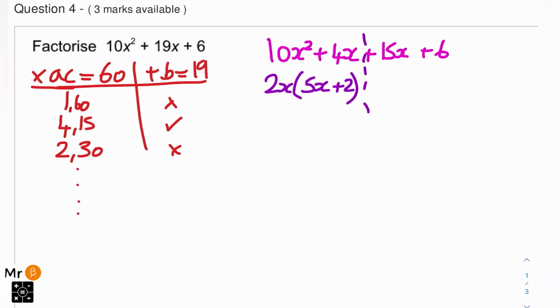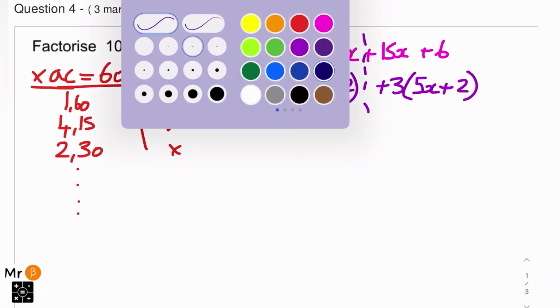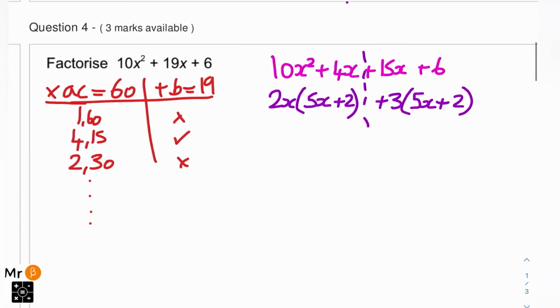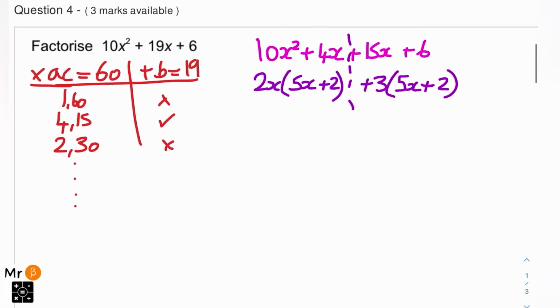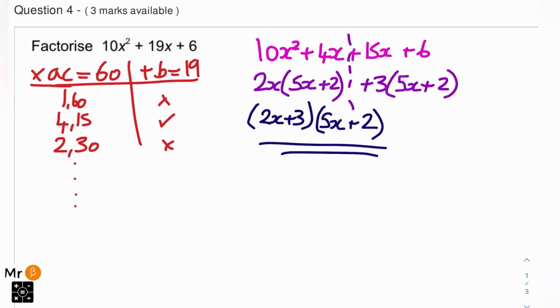Here you'll see that they've got a highest common factor of 3. That'll leave you with 5x plus 2. Double check it, your brackets are the same, which they are. That means we've got in total 2x plus 3 lots of this 5x plus 2. Again, it's only asked us to factorise, so we have finished there.